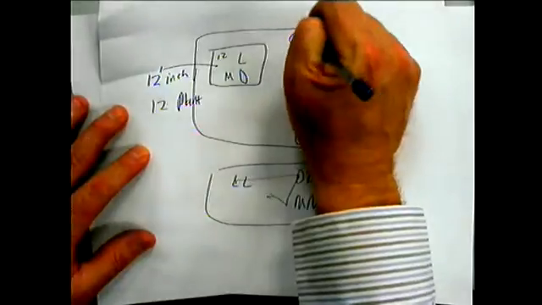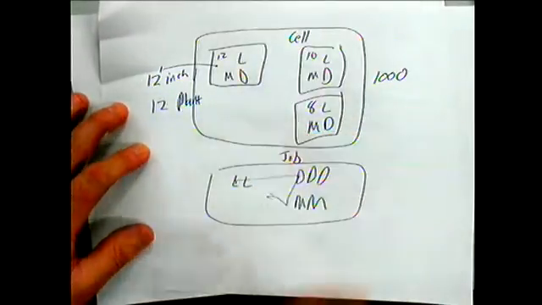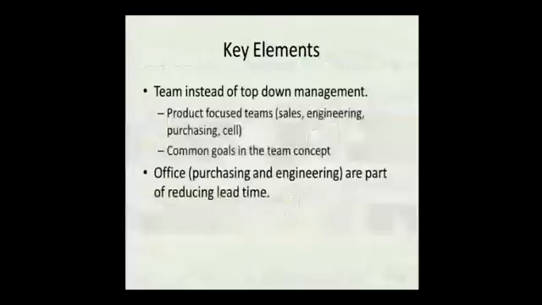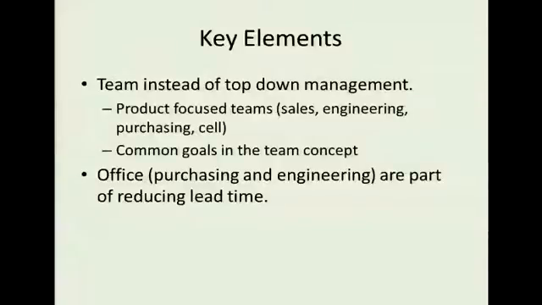This is cell and job shop. We'll talk about that next lecture. Also, their support staff should be aligned to the product. So purchasing and engineering would be product aligned in quick response manufacturing. So the 12-inch team would have a 12-inch engineer, they'd have a 12-inch buyer, they would have a 12-inch expediter, they would all kind of report to each other. Why? Because they want the people who do 12-inch to all know each other and work well together.